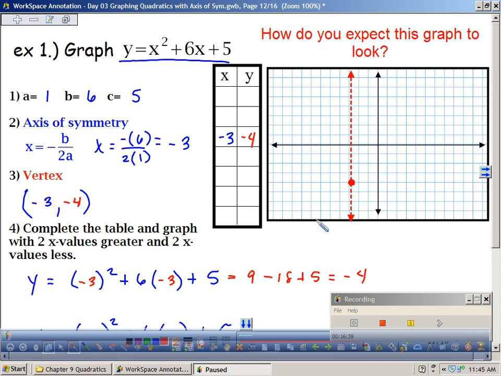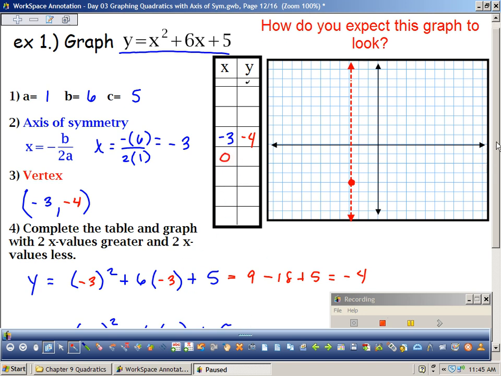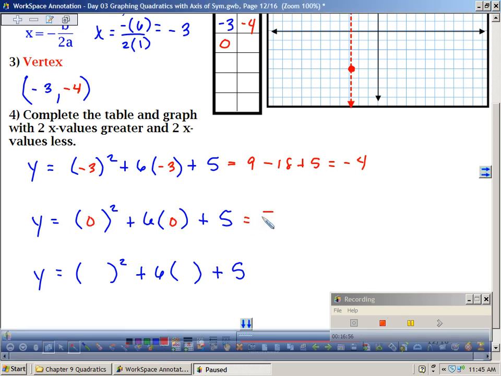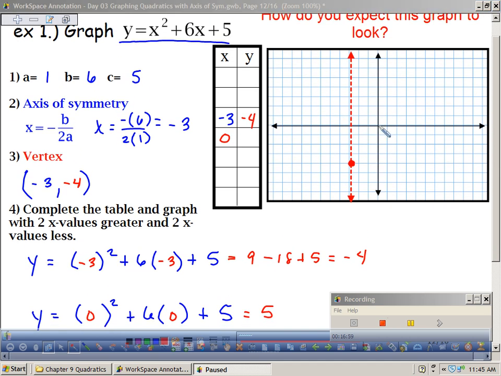What's the next easiest point I could possibly put in? 0. Isn't 0 always the easiest? That's 5. 0, 5. Exactly. I put 0 in, and I get 5. So I'm almost done. 0, I go up 1, 2, 3, 4, 5. If I know that point, I also know if this is 3 away to go this way, it must also be 3 away to go over here. I only need one more point. What do you want to use?